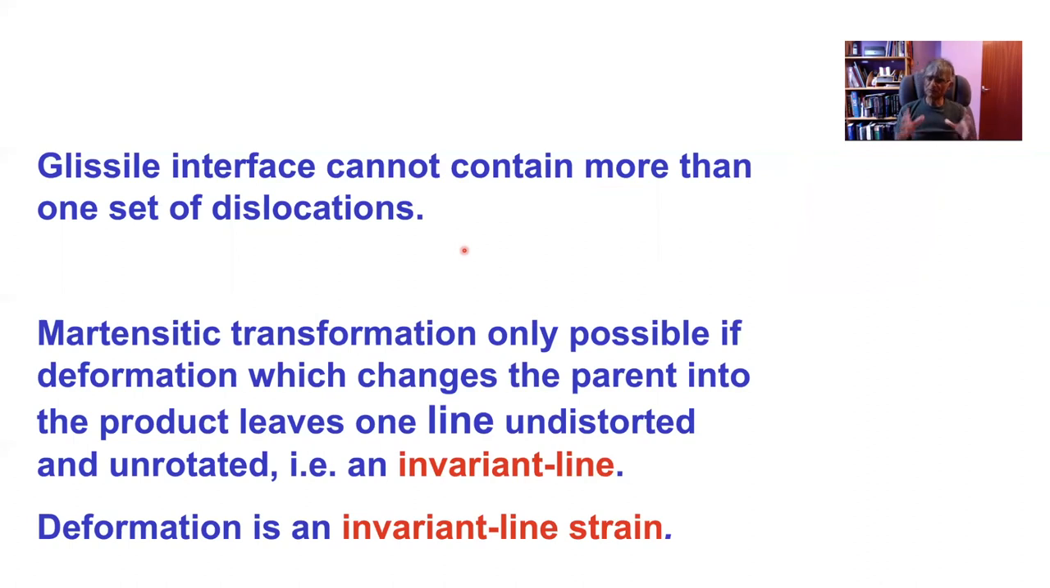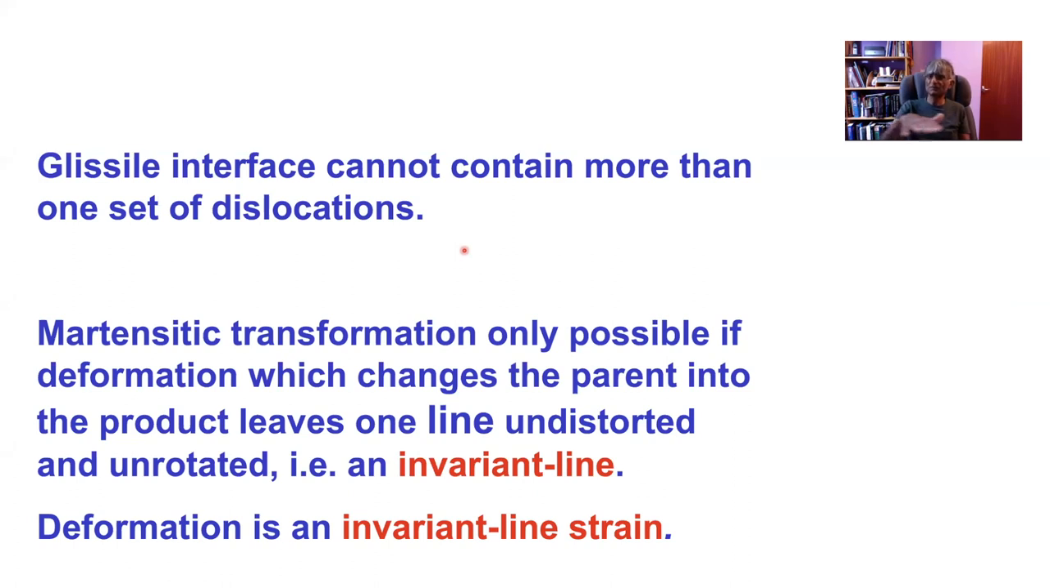Now, this leads to a very powerful conclusion that martensitic transformation is possible only if the deformation which carries the parent into the product leaves one line completely undistorted and unrotated. That means completely coherent between the parent and product phases. And we call this an invariant line. And therefore, the deformation that takes the austenite to the martensite lattice has to be an invariant line strain. That means it must be able to leave one line completely undistorted and unrotated. Otherwise, you cannot get martensitic transformation unless the interface is completely coherent, which is quite rare.